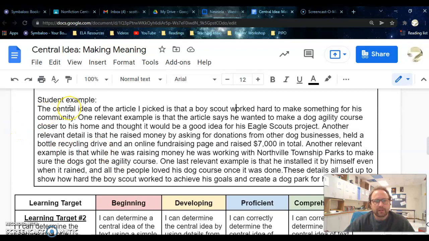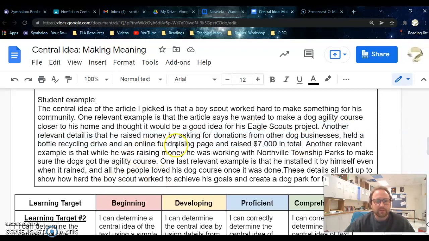The central idea of the article I picked is that a Boy Scout worked hard to make something for his community. Right away, this person told me the central idea. One relevant example is that the article says he wanted to make a dog agility course closer to his home and thought it would be a good idea for his Eagle Scout project. That comes from the beginning. Another relevant detail is that he raised money by asking for donations from other dog businesses, held a bottle recycling drive and an online fundraising page, and raised $7,000 in total. This is a detail from the middle.